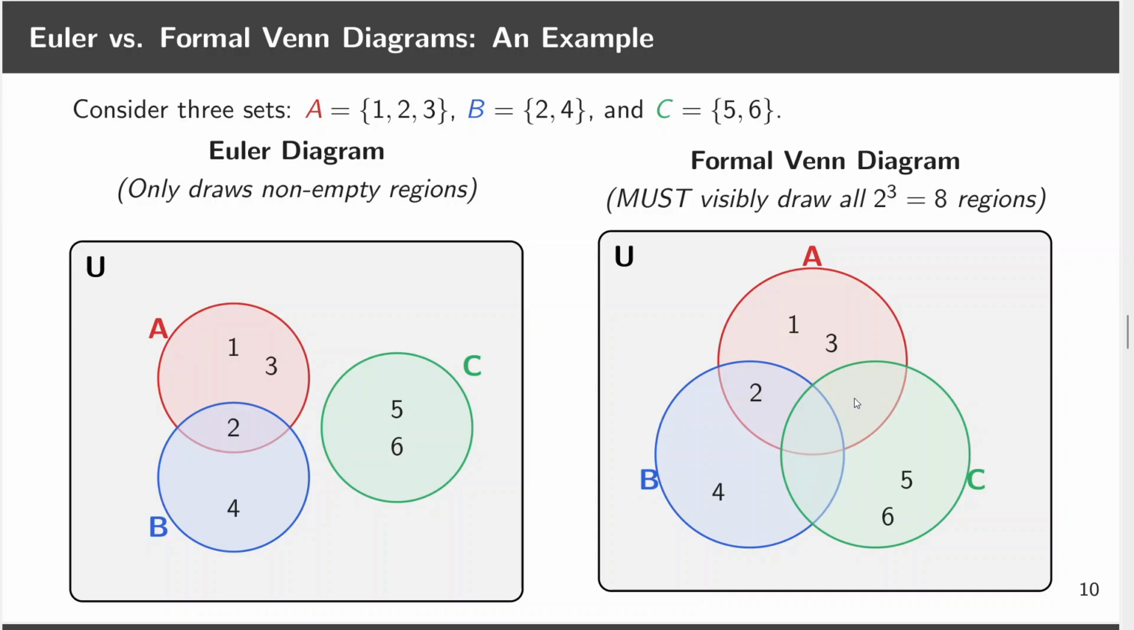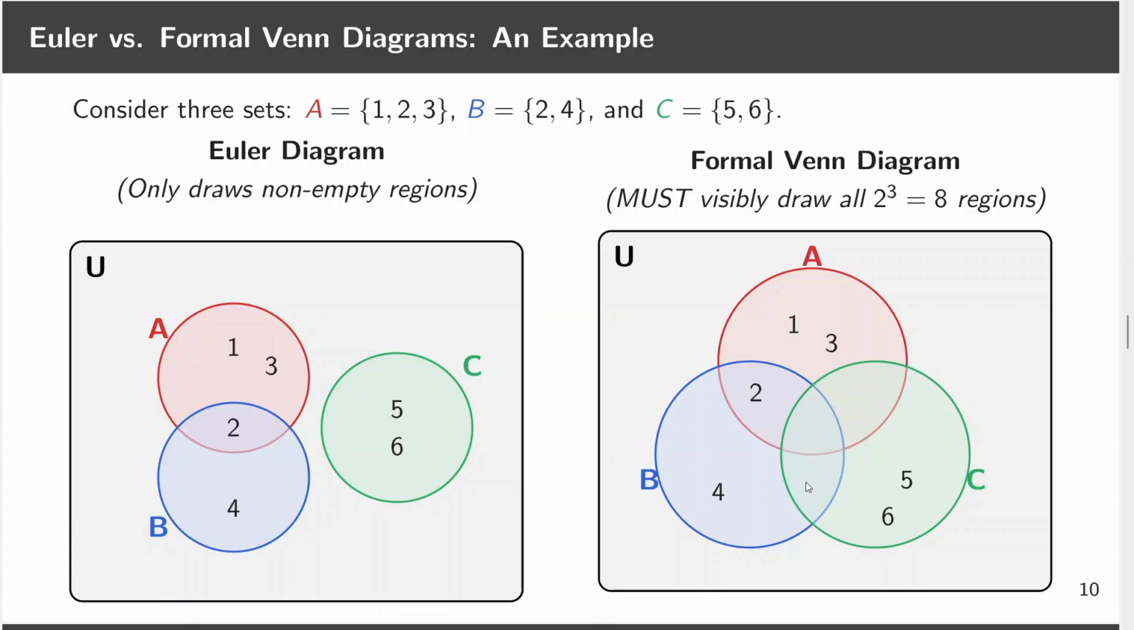And when we place the elements, 1 and 3 go into A only. 2 goes into the overlap of A and B. 4 goes into B only. 5 and 6 go into C only. All the intersection regions involving C are visibly present but empty. No elements, just empty space.